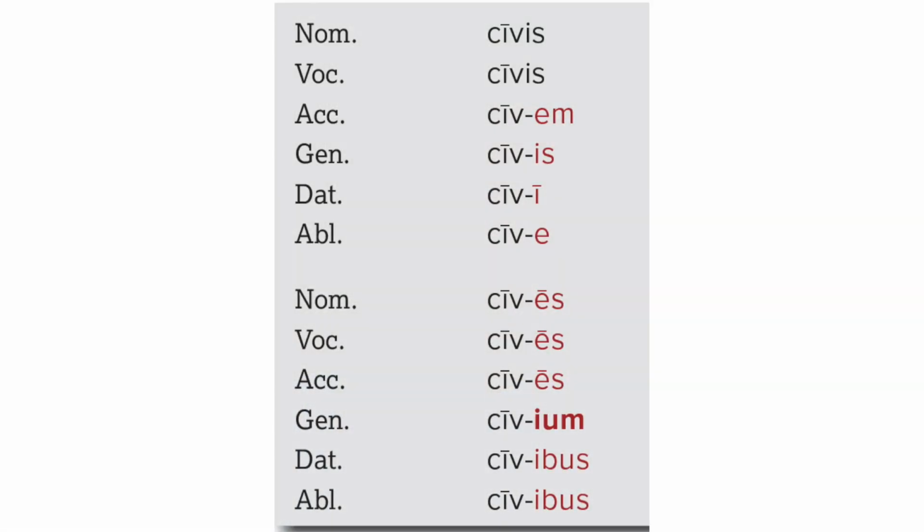Now, there is another type of third declension noun which goes like civis. Okay, now I'll just show you how it goes first, and then I'll explain how you know whether a noun will go like rex or like civis. So civis goes civis, civis, civem, civis, civi, cive. So far nothing odd. Cives, cives, cives, civium, civibus, civibus.